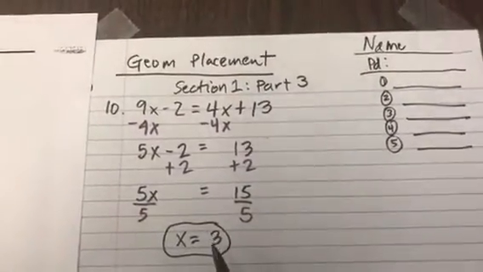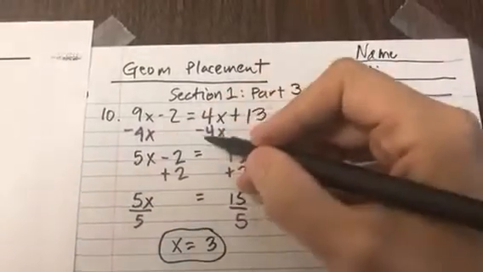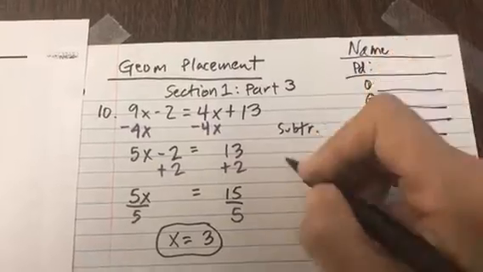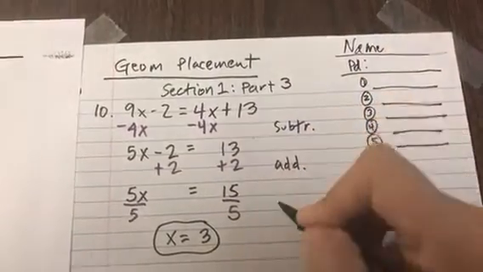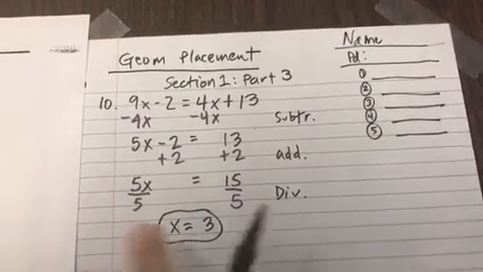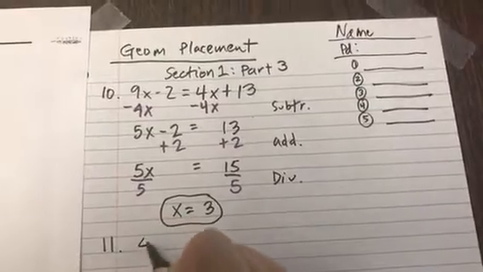Now, I could plug this back in just to make sure. That's another way to do it. So notice I subtracted stuff on both sides. I added stuff on both sides. Then I divided stuff on both sides to get my final answer, till finally x was by himself on one side. Question 11, go ahead and copy down.